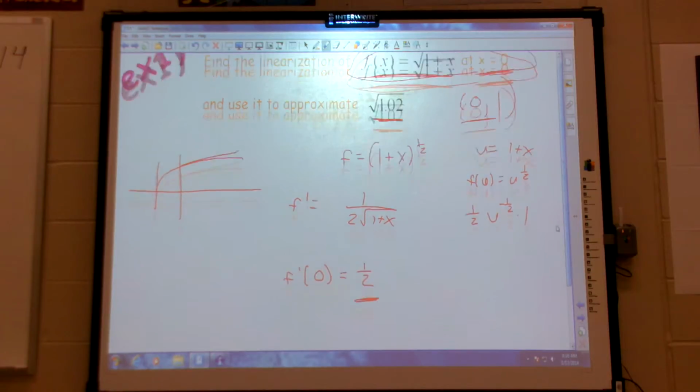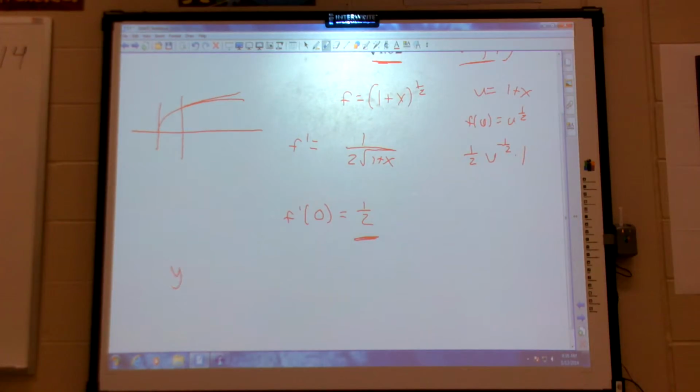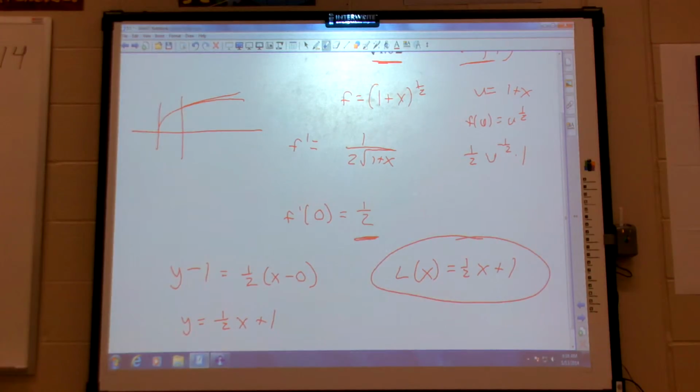Let's find a line. So y minus 1 equals 1/2 x minus 0. So I have y equals 1/2 x plus 1. And this is where we usually just call it L of x. This is my linear approximation. I replace my y with L. It really is the exact same thing, but I'm now saying it's a function of x. So this is the first part of the question.